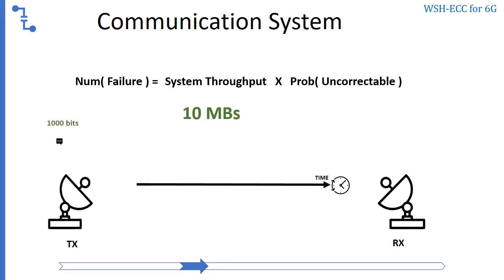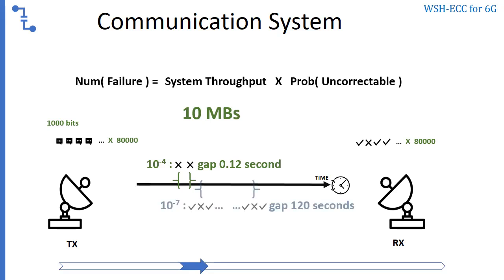What is the difference between an uncorrectable failure rate of 1 times 10 to the power of -4 and 1 times 10 to the power of -7? The former will have an uncorrectable event every 0.12 seconds, while the latter interval is about 120 seconds, 2 minutes.